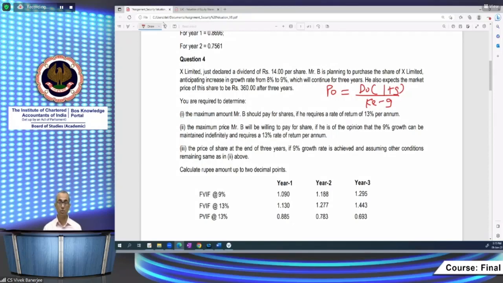The answer is no. Why? Because it is clearly given in the question that Mr. B is anticipating an increase in growth rate at 9% for 3 years, and he also expects the market price to be 360 after 3 years. What it means? It means that he wants to hold this share for 3 years. Therefore, this infinity formula will not be applicable. So we have to calculate present value for all these years separately and then add all the figures. 1, 2, 3, 3 years.